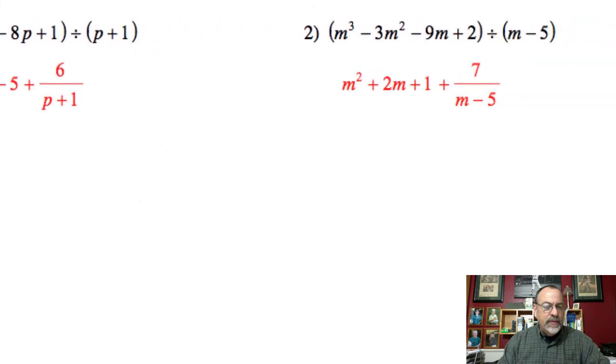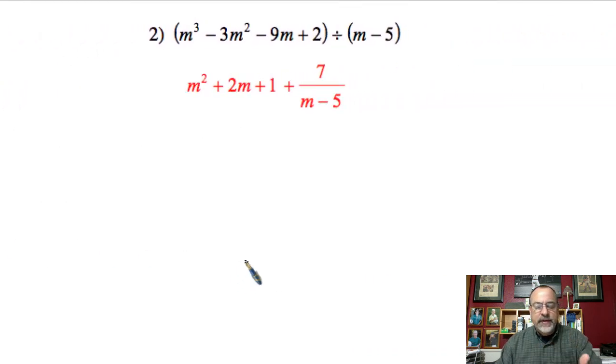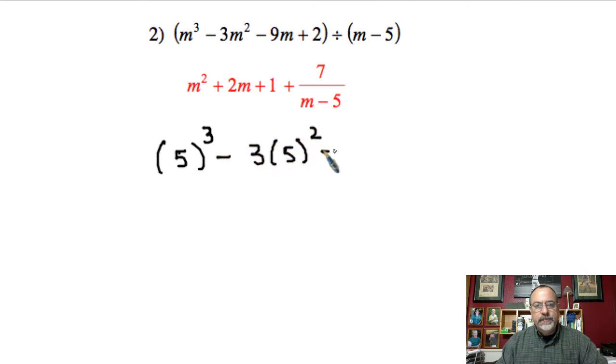Again, this is the remainder theorem. I can determine what the remainder is going to be as long as this is x minus a again. So it's a restriction, the same restriction we had with synthetic division. And then I can figure out what the remainder is going to be. What makes that zero is positive 5. So this is going to be 5 cubed minus 3 times 5 squared minus 9 times 5 plus 2.